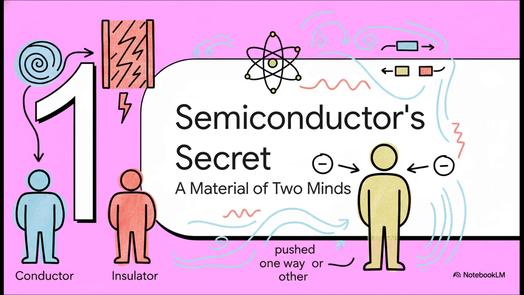Okay, so here's the secret. A semiconductor kind of has a split personality. See, it's not a great conductor. It won't just let electricity flow freely. But it's also not a great insulator, which would block it completely. It lives in this perfect sweet spot right in the middle. And its real power is that we can nudge it one way or the other.